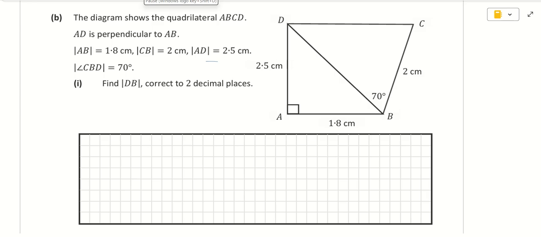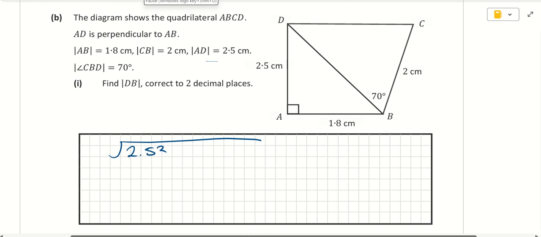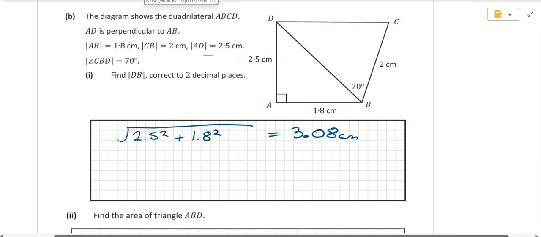Okay, we've got a triangle, we've got a right angle, so let's just Pythagoras this. So it's going to be the square root, and you're missing the long side, so you just have to do 2.5 squared plus 1.8 squared. I'm just doing it the shorthand way, and that will give you 3.08 centimeters. You can do the whole thing where you add them and then square root it, but that's quicker to stick in your calculator.